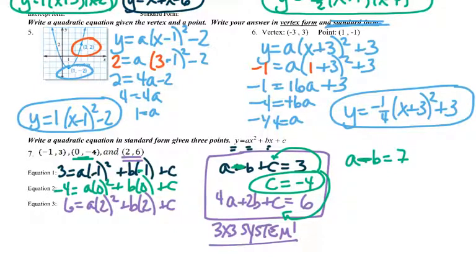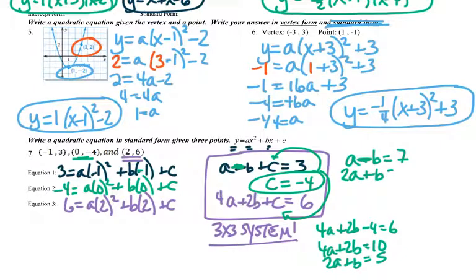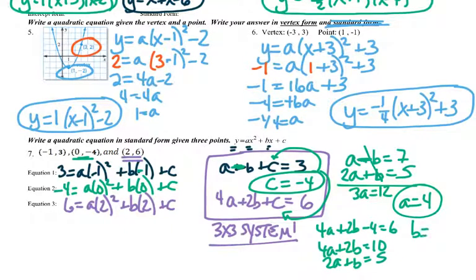And then this one is going to be, let's see, 4a plus 2b minus 4 equals 6, which is 4a plus 2b is 10, which I can simplify to make it 2a plus b is 5. That's going to make my life pretty easy, right? 3a is 12, so a is 4. And if I plug back in, I'm going to get that b is negative 3.